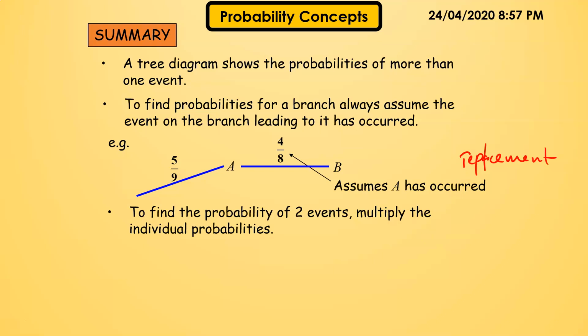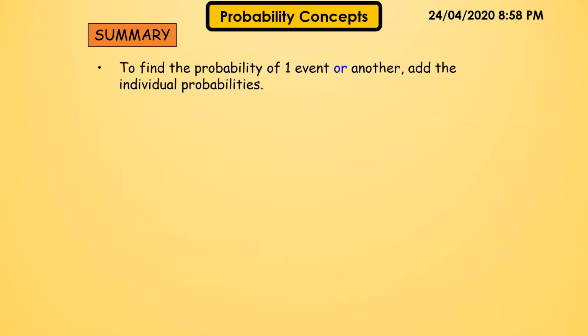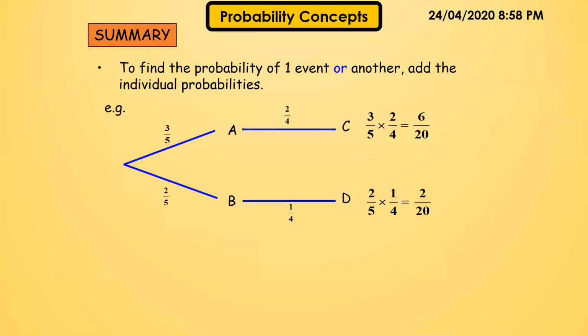To find the probabilities of two events, you multiply them together. So the probability of getting A then B, or A and B, you multiply them together to get 5/8. And to find the probability of one or another event happening, add the individual probabilities. So for instance, if we want to know whether we're going to get A and C or B and D, we have to add those together.